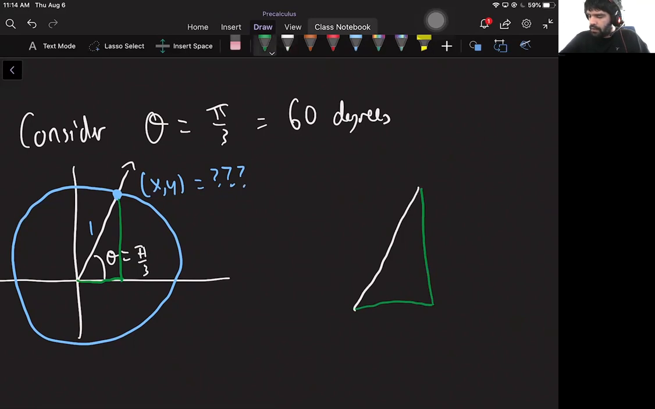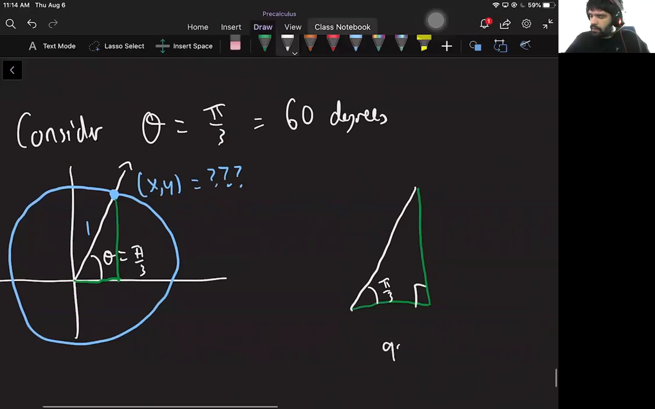So right now what we know is this is 60 degrees, aka pi over 3. This is still 90 degrees, aka pi over 2. So 60 plus 90, how much more do you need to get to 180? You need 30 more, because that gets you to 150. So that means that this guy up here, the missing one, is 30, aka pi over 6.